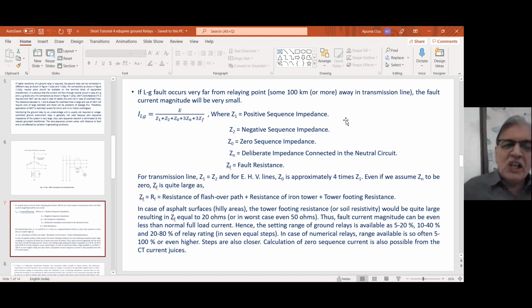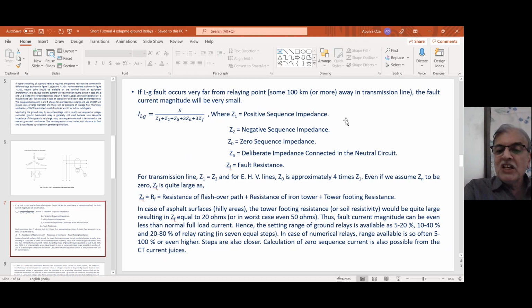Also, Z1 is equal to Z2 for a transmission line and Z0 is roughly 4 times Z1. So if you see, the denominator becomes quite high and the fault current can be very low. Fault current for a single line to ground fault can be very low. In many cases, it can be lower than the normal rated current of the transmission line. So it is difficult to sense.